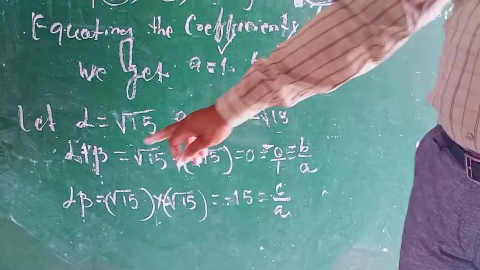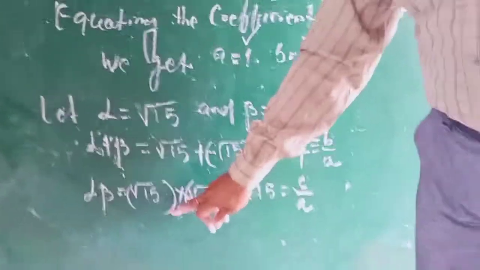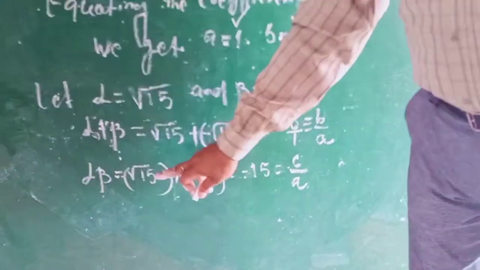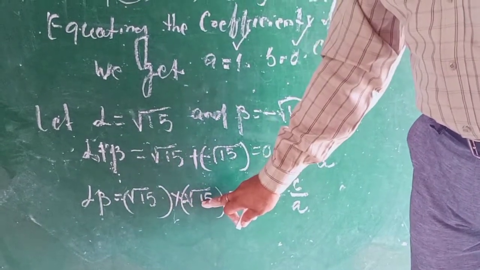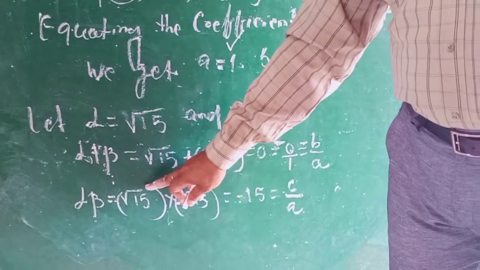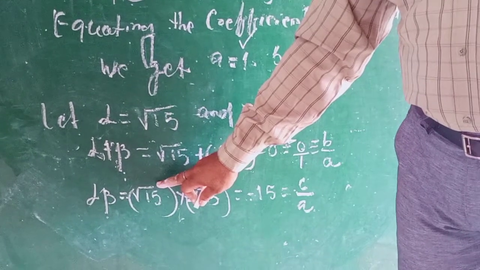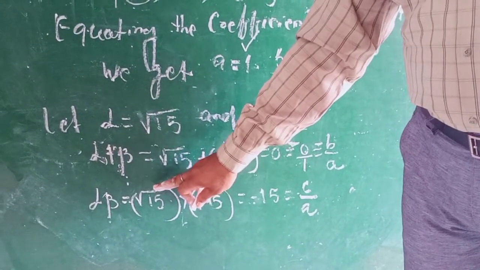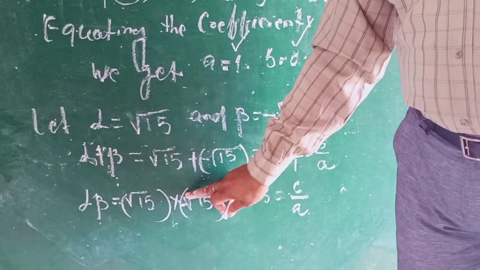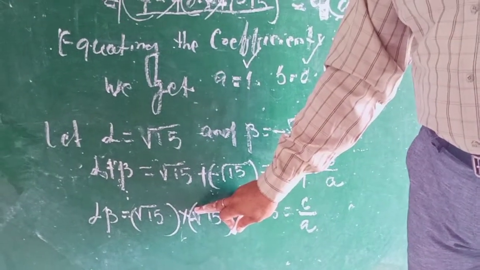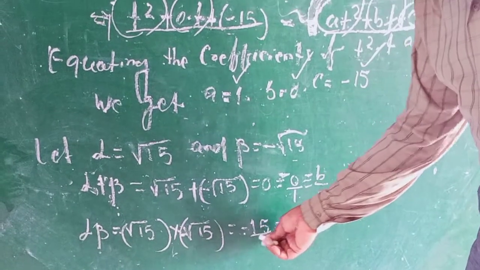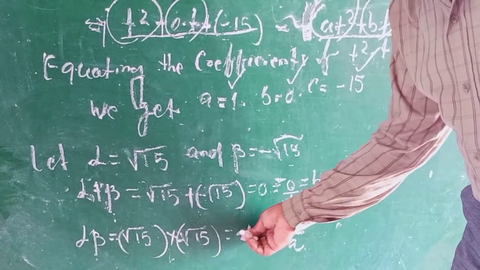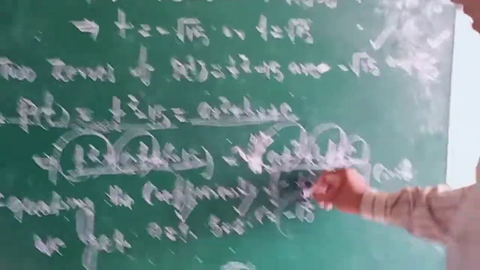Similarly, alpha into beta is equal to, in place of alpha, square root of 15 into minus square root of 15. The square root of 15 into square root of 15 is equal to 15, just like root 2 into root 2 is 2. So minus 15. Now 15 you can write as 15 by 1. Now you see your c is equal to minus 15.